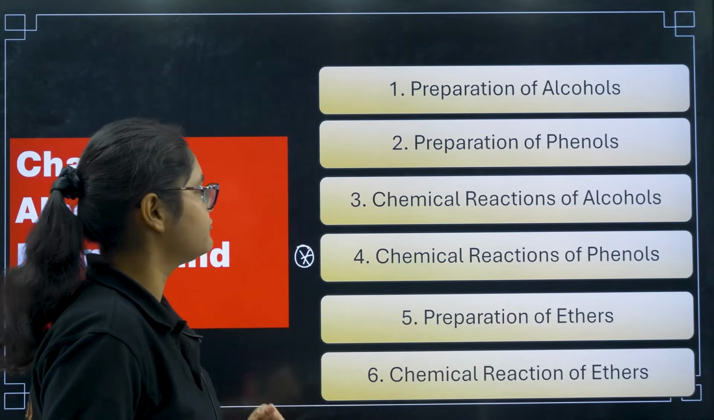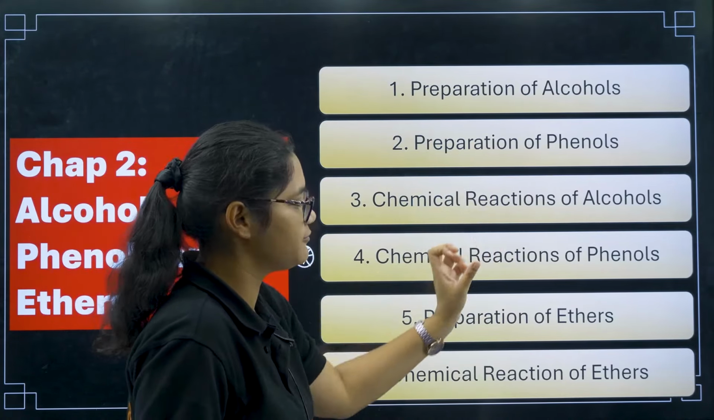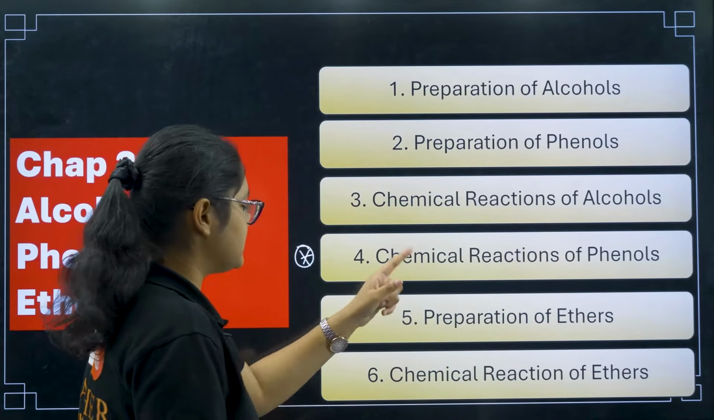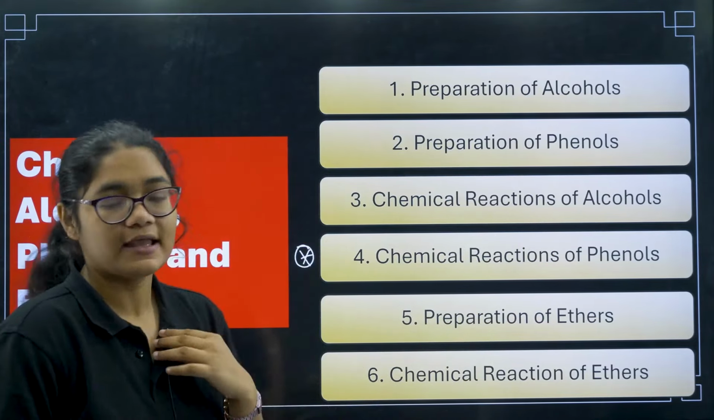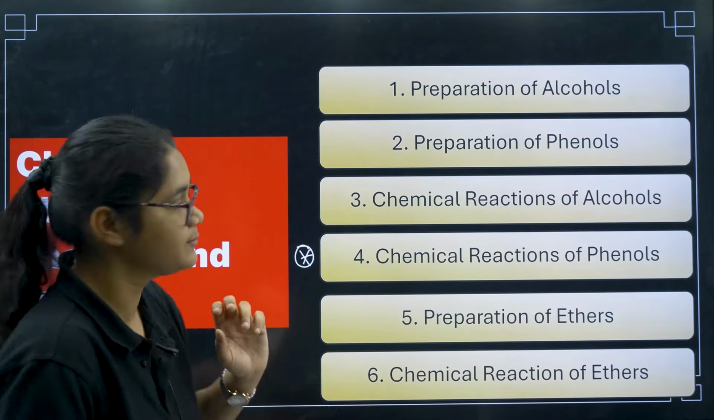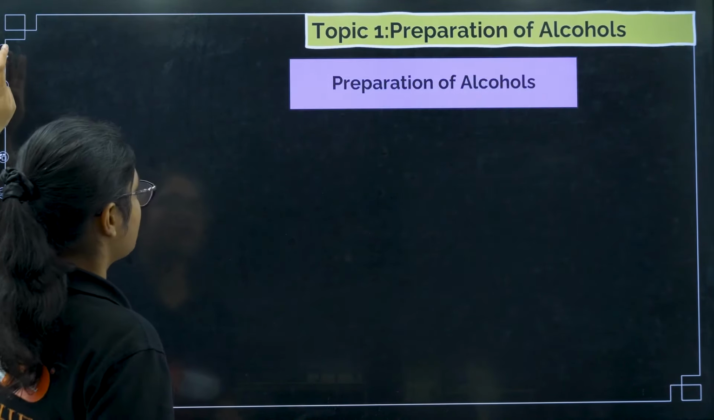Okay, so the first thing here is preparation of alcohols and phenols, then chemical reactions of alcohols and phenols. The chemical reaction of phenol is very, very important. Then we have preparation of ethers and chemical reactions of ethers. Okay. Now let's start here. The first one, preparation of alcohol.